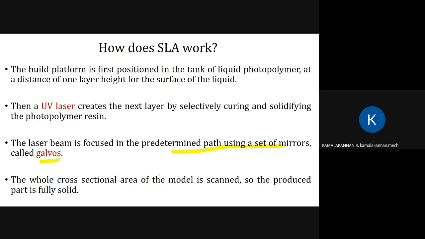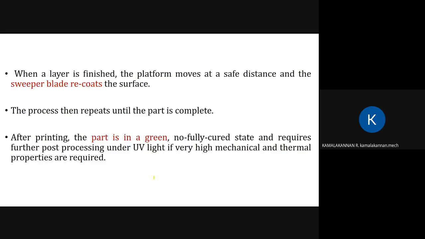Next, you have to note an important point here. The sweeper blade recoats the surface. It will happen only in the downward movement. For upward, it won't happen. So you have to show the difference while writing. Once the slice thickness of the first layer has been completed, there will be a sweeper blade. It will just move over the surface to have a small layer of coating. This will be repeated up to the slice of thickness N.